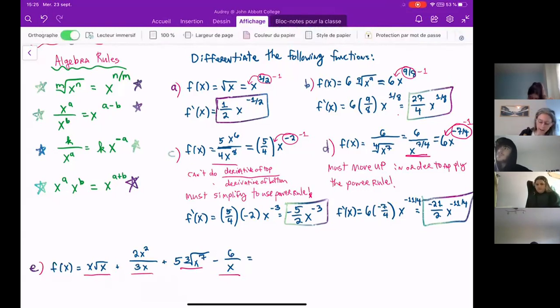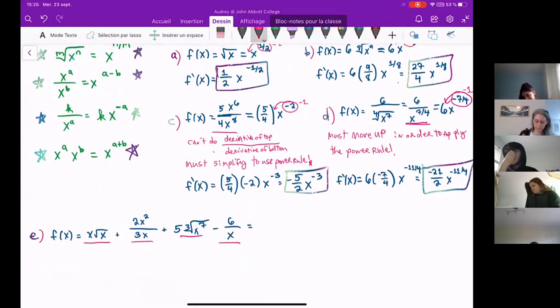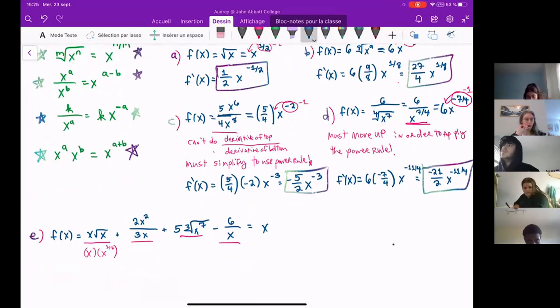How can I rewrite x times the square root of x? That's the same thing as x times x to the 1/2. So 1, 2, 3, or 4, which one of my algebra rules am I gonna use? Well, I used the first one to get that, but now how can I get from x times x to the 1/2 to just x to a power? If I have x to the power of 1 times x to the power of 1/2, I'm going to use the 4th rule. You got it, guys. And what will my new power of x be when I apply that 4th rule?